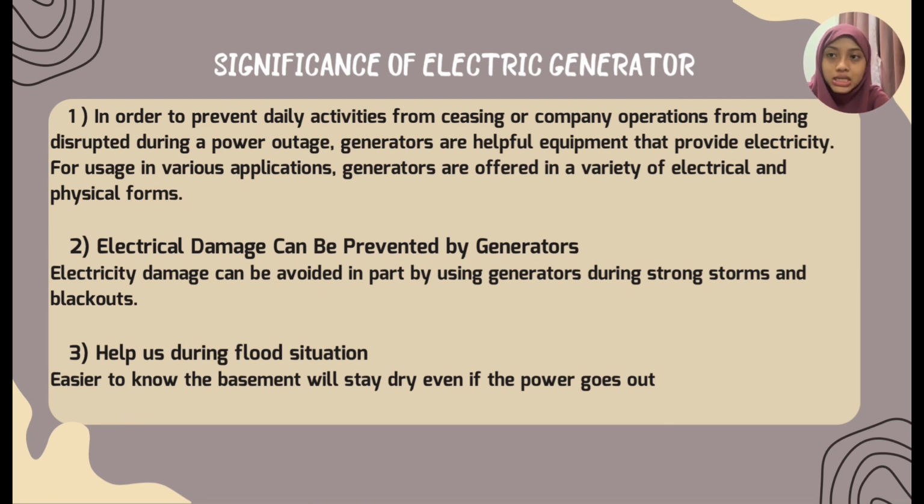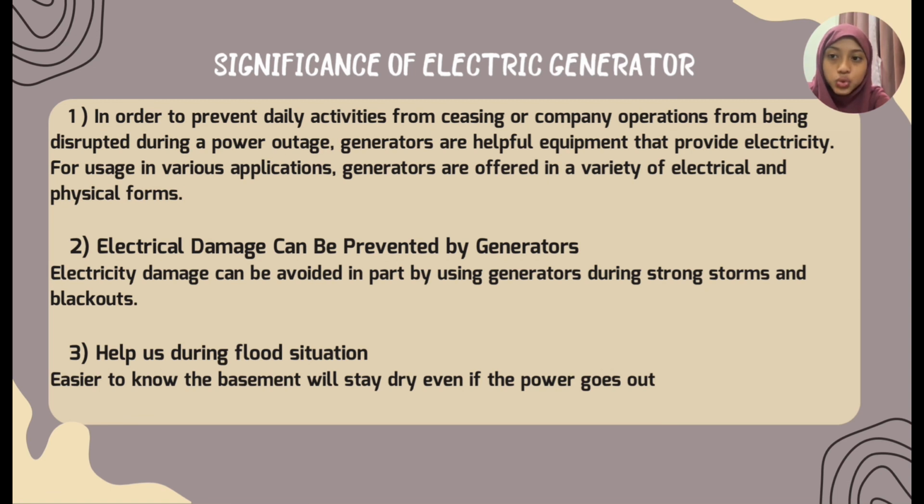The second one is that electrical damage can be prevented by generators. There might be hazardous power surges when the electricity in our house or place of work abruptly cuts off and then returns. Our appliances, air conditioning and heating systems, and any plug-in gadgets are all susceptible to damage from this surge. Despite the fact that many modern homes are equipped with electrical surge protection devices, electrical surges are more likely to occur during strong storms.